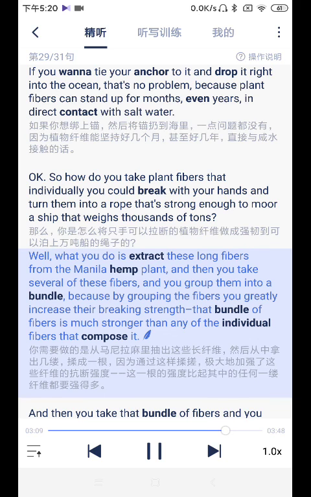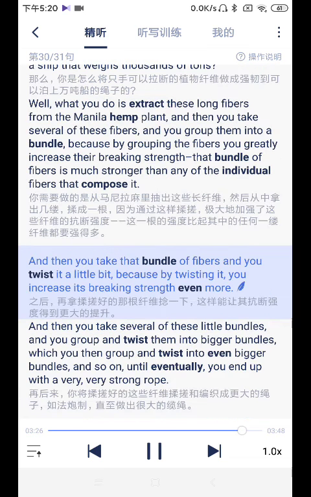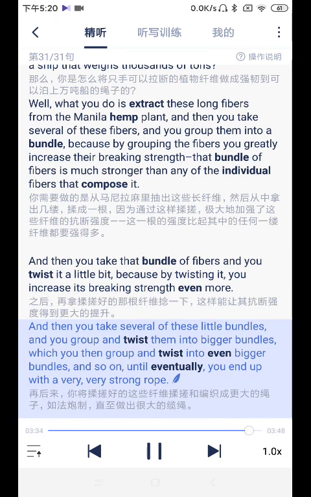Well, what you do is extract these long fibers from the manila hemp plant, and then you take several of these fibers and you group them into a bundle, because by grouping the fibers you greatly increase their breaking strength. That bundle of fibers is much stronger than any of the individual fibers that compose it. And then you take that bundle of fibers and you twist it a little bit, because by twisting it, you increase its breaking strength even more. And then you take several of these little bundles and you group and twist them into bigger bundles, which you then group and twist into even bigger bundles, and so on, until eventually you end up with a very, very strong rope.